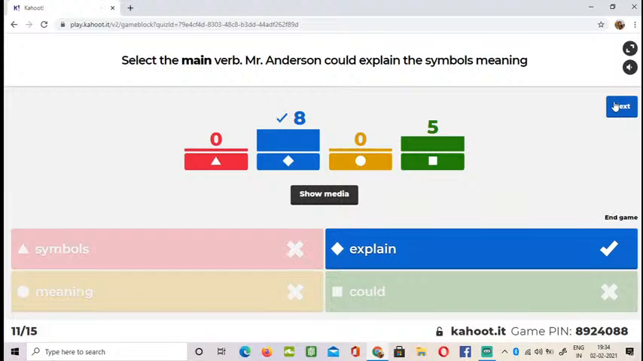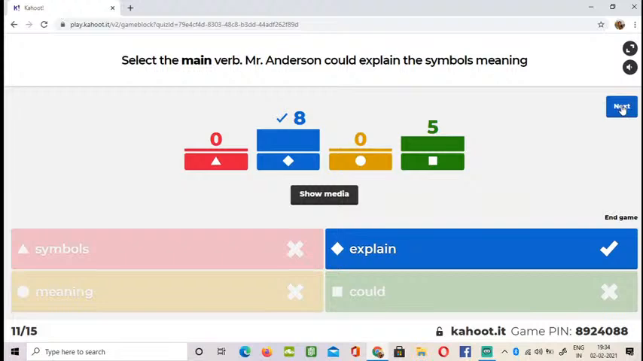And the correct answer is explain. Explain is a main verb here, and I hope you all got it. Those who have got it wrong, no problem. You can try in the next question, but I want you all to keep in mind whatever you're seeing now. So now let's see the next question.